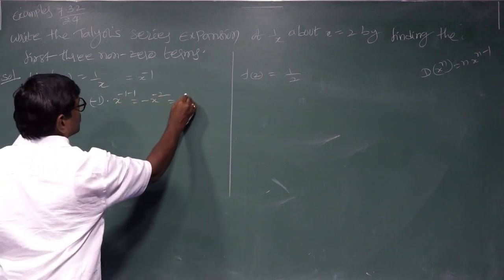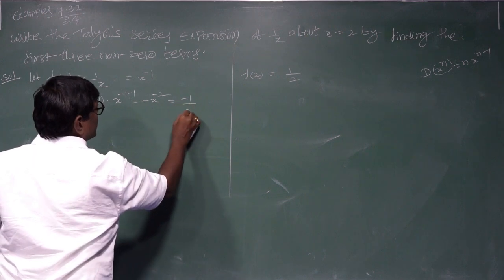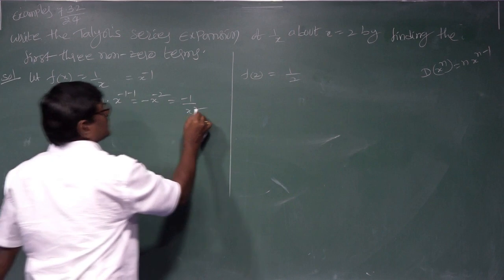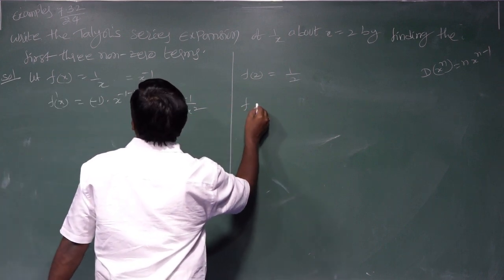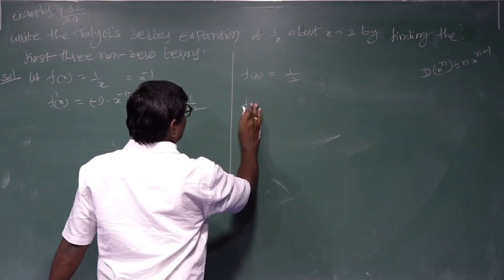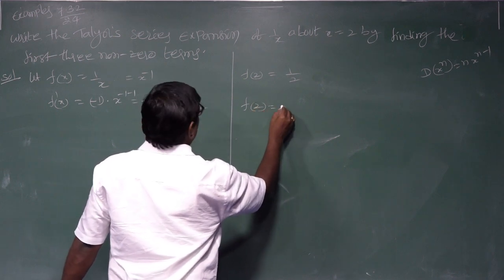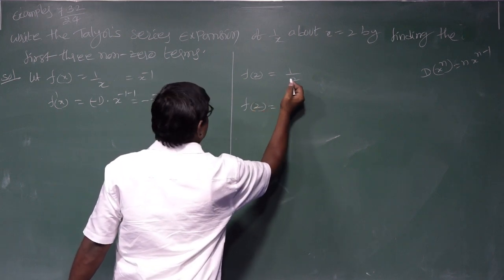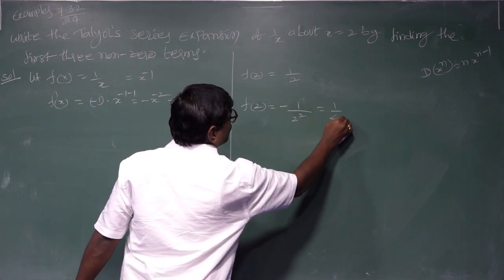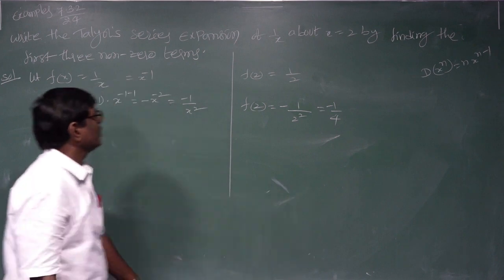This converted to minus 1 by x square. f of 0, f of 2 equal to minus 2 into minus 1 by 2 whole square, equal to 1 by 4, minus 1 by 4.